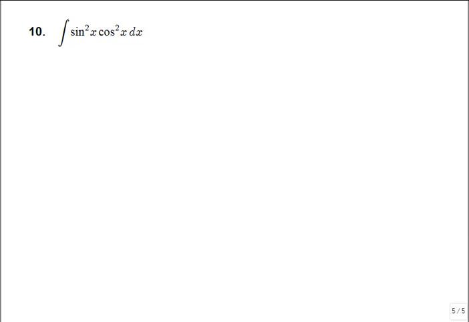All right, our last example here, we've got the integral of sine squared x cosine squared x dx. Now this one has both of them being even powers. If we had one of these being odd, then we could save one of the odd ones and convert the others to the opposite function and do our pattern recognition on it. But if they're both even like this, then we're going to use those half angle identities.